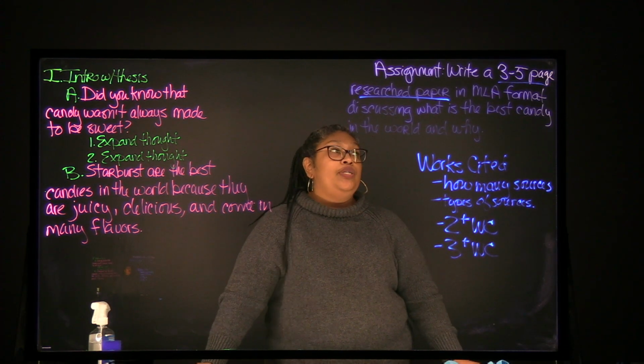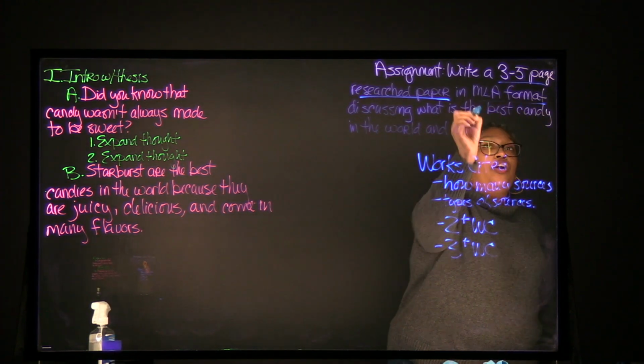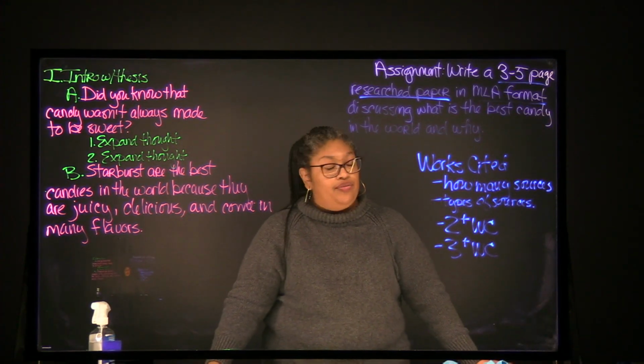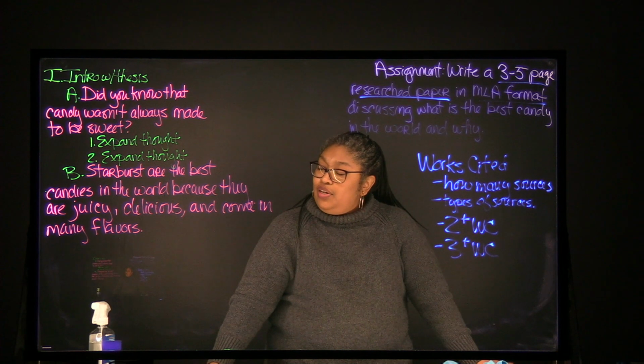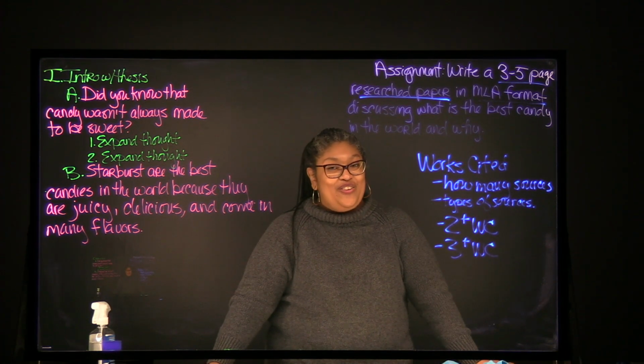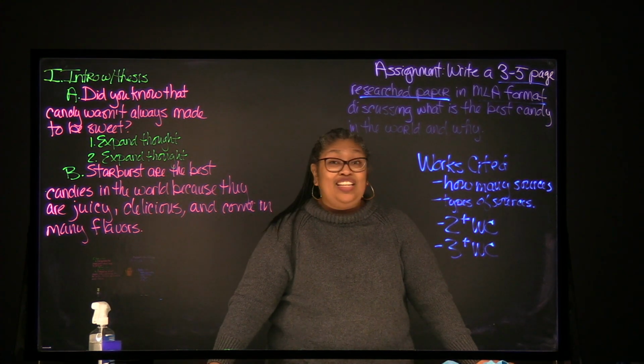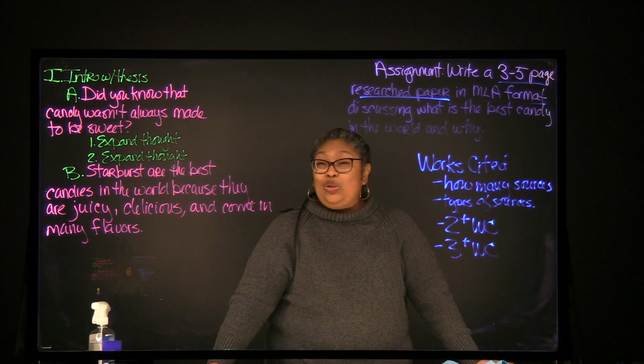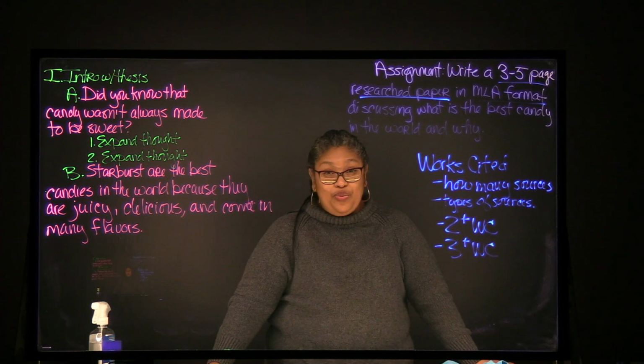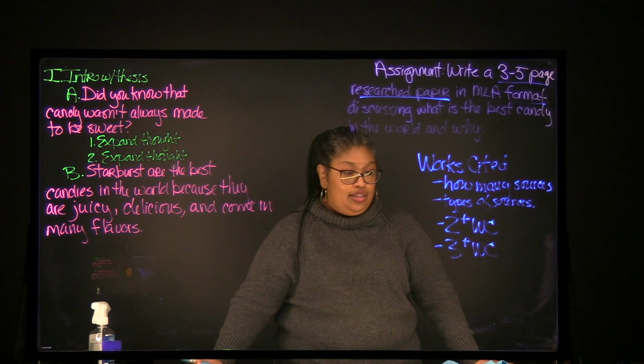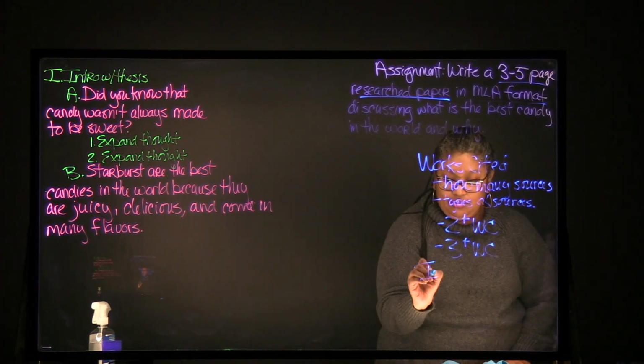So we know that's supposed to be an MLA format, so we know that we're going to have a heading and we're going to have our last name in the top right corner with the page number. We know we're going to have that. It's going to be double spaced, 12-point font, Times New Roman. You are going to indent the paragraphs, please.